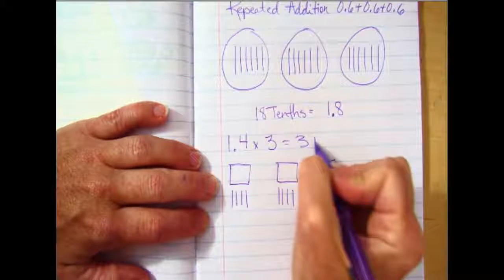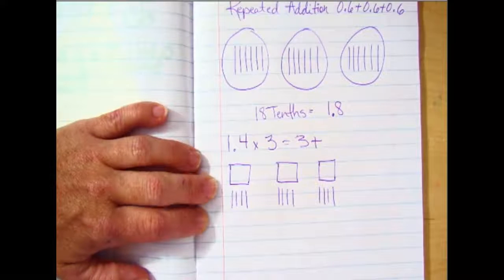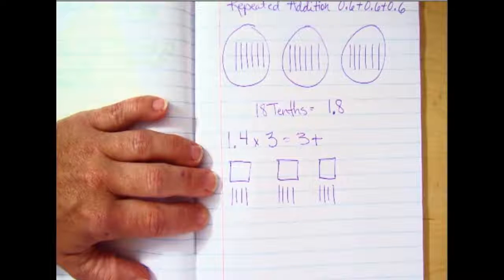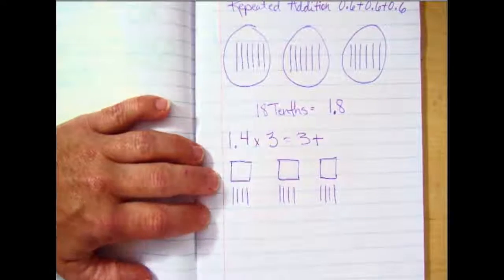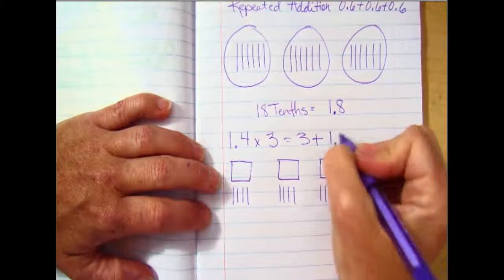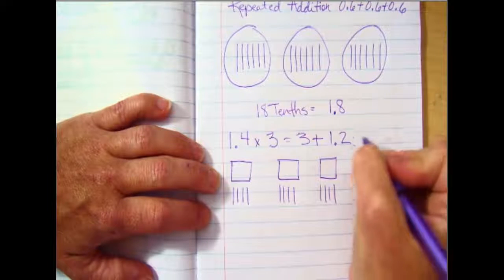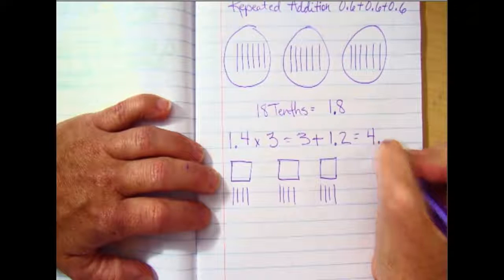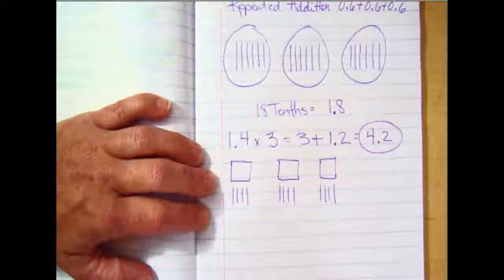That's easy. How many tenths do I have? 12. Good, 12 tenths. How do I write 12 tenths, Elliot? 1.2. Can you guys add 3 plus 1 and 2 tenths pretty easily? Yeah. Super easy. So this is another way you can do it.